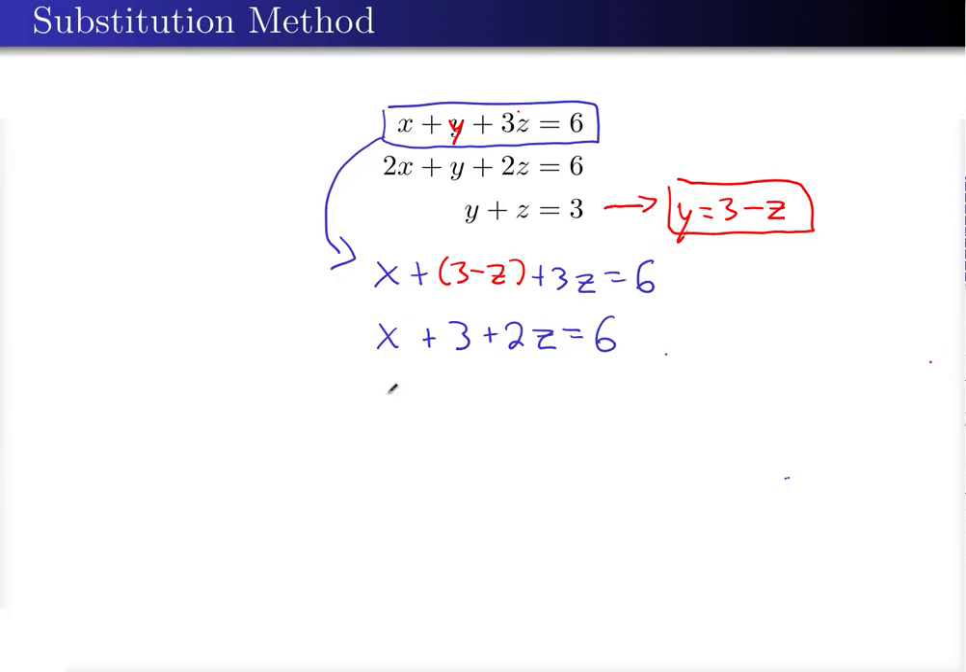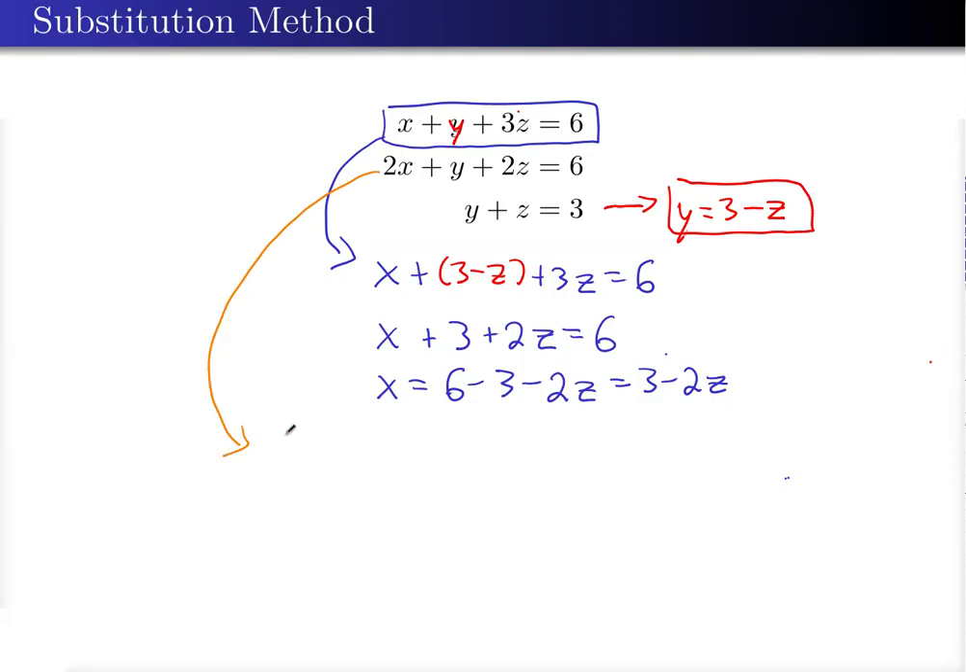If I wanted to solve for z or solve for x, I could do either of these things at this stage. So let's solve for x. If I were to do that, I'd have 6 minus 3 minus 2z. So I would get 3 minus 2z. So now I know how to write y in terms of z. I also know how to write x in terms of z. So we could take our other equation and dump in what we know about how to write x in terms of z and y in terms of z.